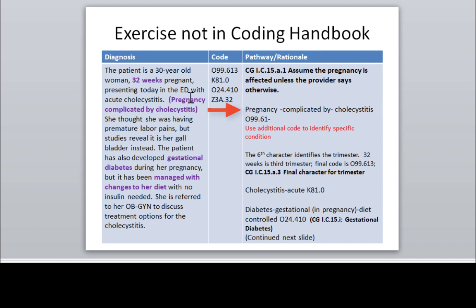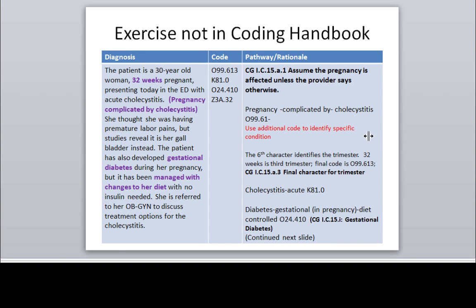What I have done in the diagnosis section, I have in purple and bolded the terms that you will need to code. For example, 32 weeks will be coded. The pregnancy complicated by cholecystitis will be coded. The gestational diabetes will be coded. And the fact that it is managed with changes to the diet only with no insulin is important in the selection of the code.